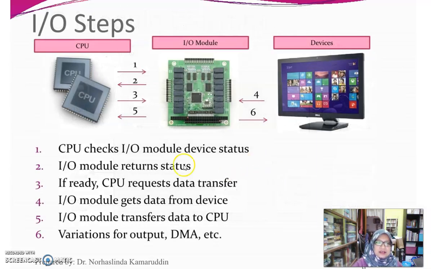So how does it work? First, the CPU will check the I/O: what is the status? Then the I/O module will give the status, whether it is ready, not ready, busy or whatever. If it is ready, the CPU will request data transfer. The I/O module will get the data from the device. Then the I/O module will transfer the data back to the CPU, and of course we will have variation of output inside our device.